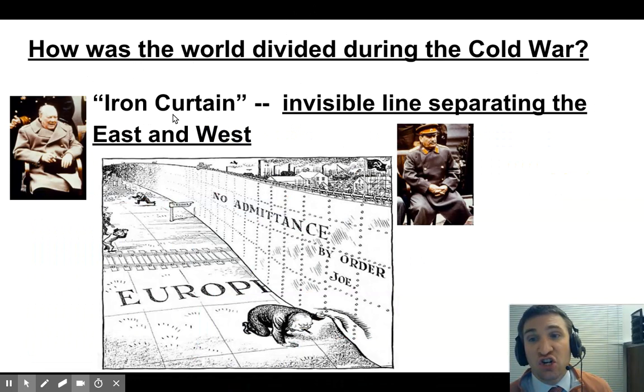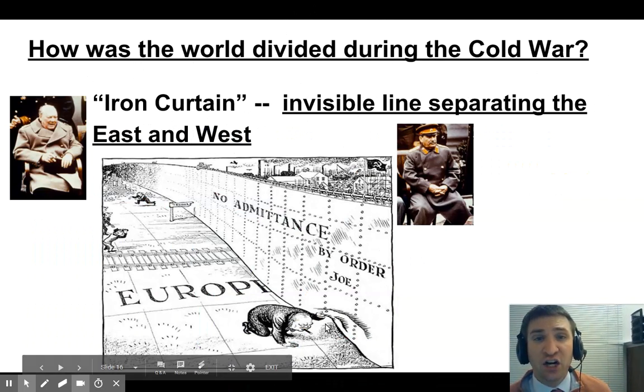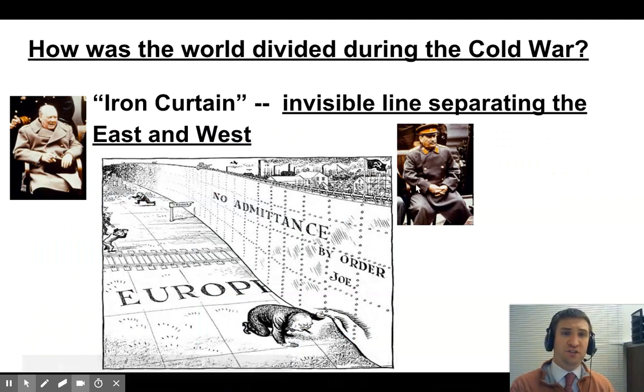The Iron Curtain, what was it? It wasn't real. It was an invisible line separating the East and the West. And this is a political cartoon showing Winston Churchill trying to peek under the Iron Curtain to see what the Soviet Union's doing on the other side. Joe Stalin.